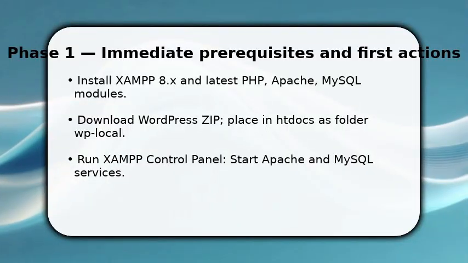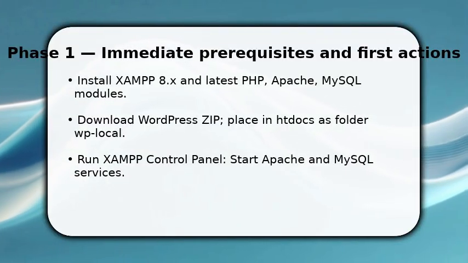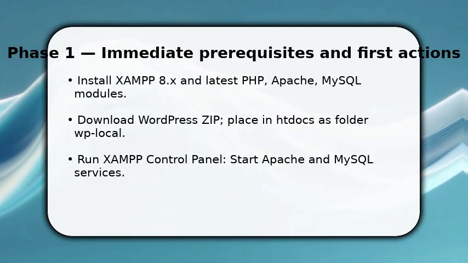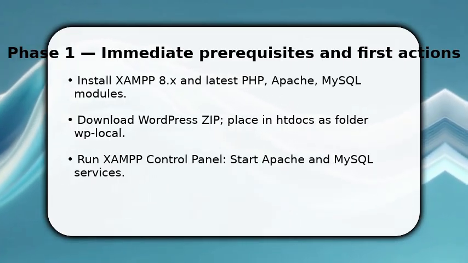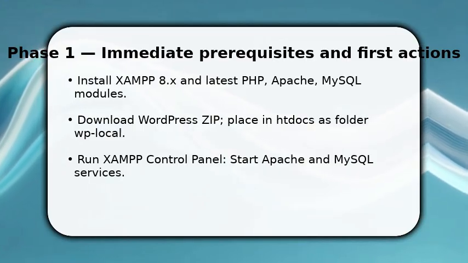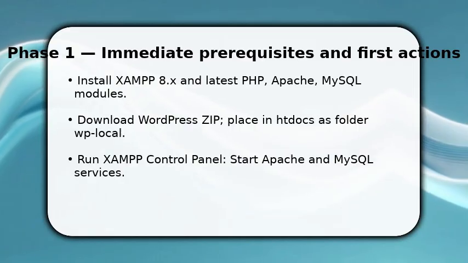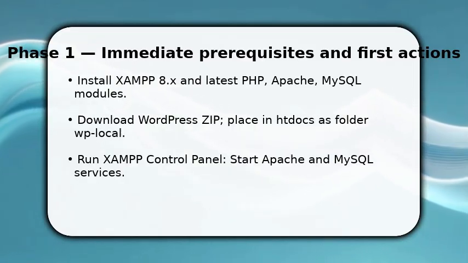You need XAMPP and WordPress ready. Start Apache and MySQL now so files serve locally. Once Apache and MySQL show green, open localhost/phpMyAdmin to create a database named wp-local. Make the database UTF-8MB4 for emojis and compatibility.